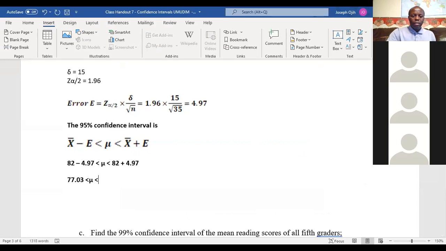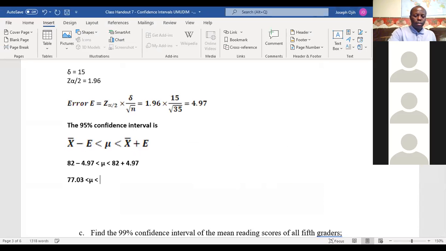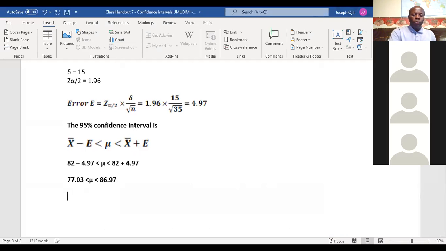Now on this side you add, 82 plus 4.97. Let's go and check it. It's a minus sign, so let's turn it to a plus sign and see what it gives us. It gives us 86.97.